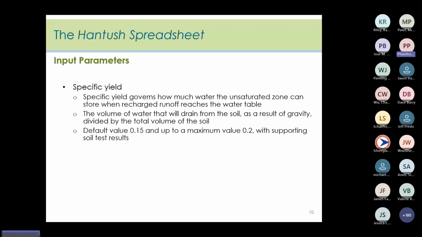Therefore, a soil having a higher specific yield may result in a lower mounding height than a soil having a lower specific yield when other inputs remain the same. For groundwater mounding purposes, specific yield is not calculated by subtracting field capacity from porosity.